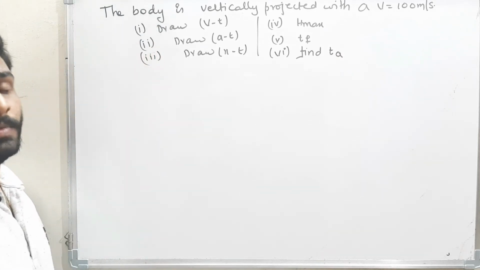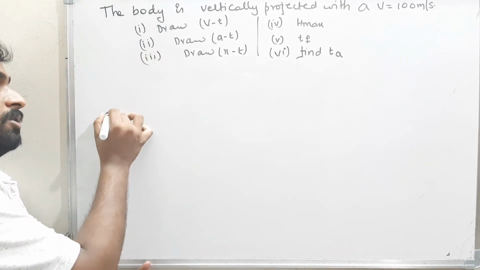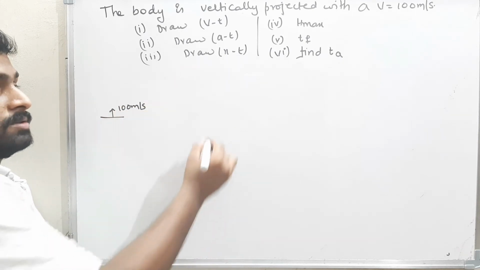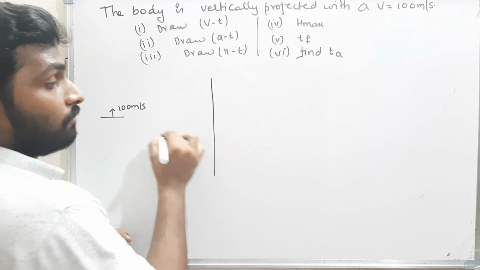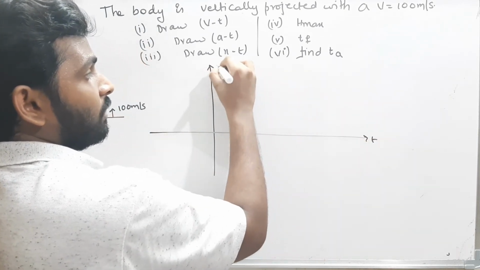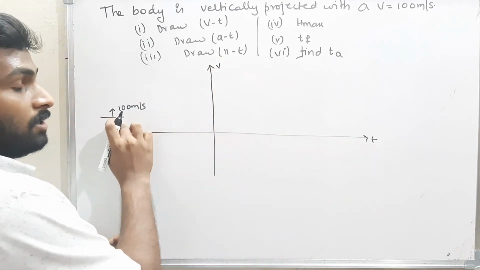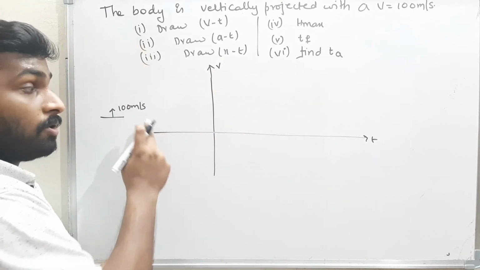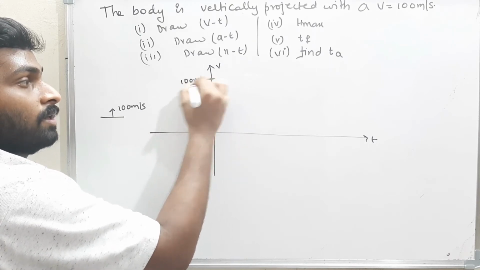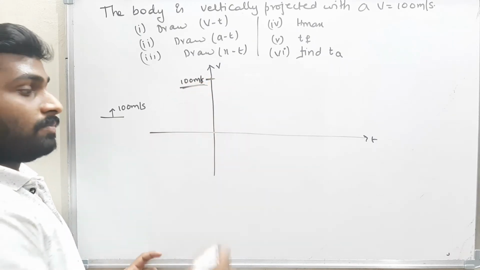Now see the question. A body is projected upward with a velocity how much? 100 meters per second. That means first of all they told to draw the VT graph. That means this is T and this is V. At time T equal to 0, what is the velocity? The velocity is upwards, that means positive 100 meters per second. Therefore 100 meters per second. Okay, well and good.